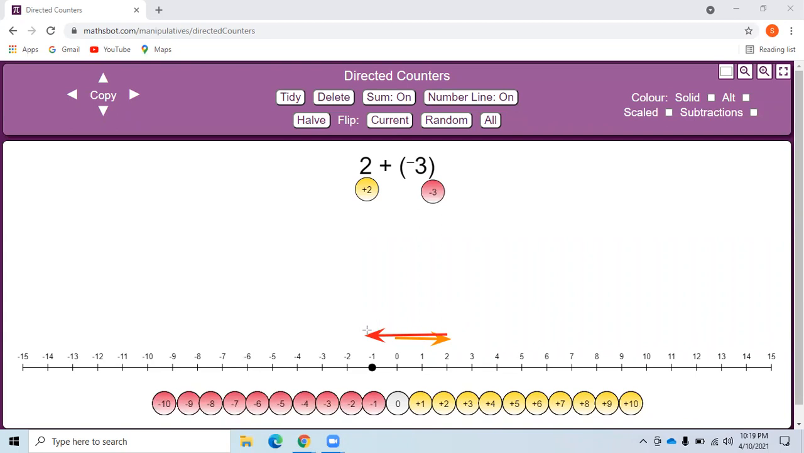Okay. If one arrow is longer than the other arrow, it cancels the smaller arrow, so only the difference is left. Let's look at a couple of additional examples.